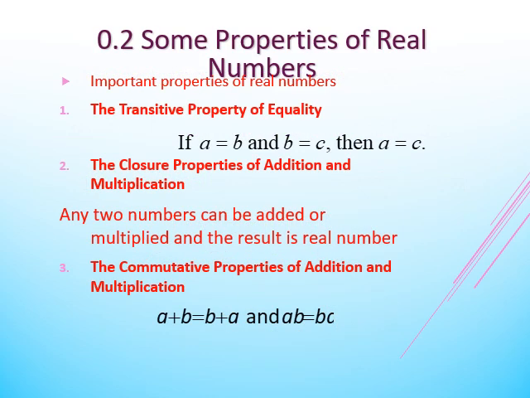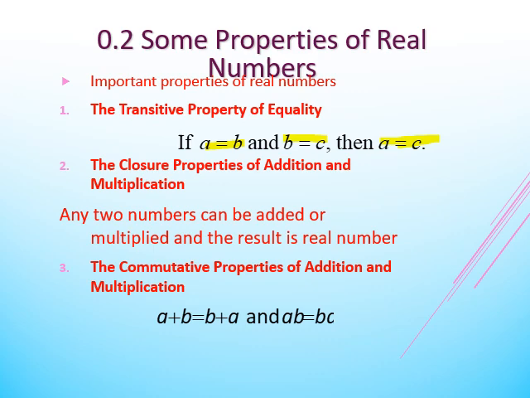Let's move to the second section, which is some properties for the real numbers. The properties of real numbers are very important, and you should know the mathematical terminology for each one. We start with the transitive property, which is: if we have A equals B and B equals C, then A equals C.